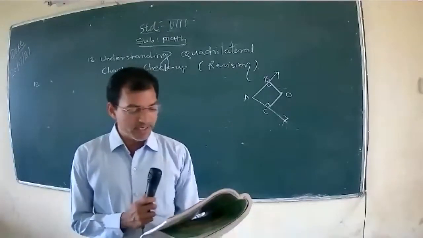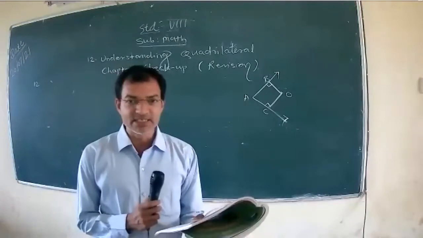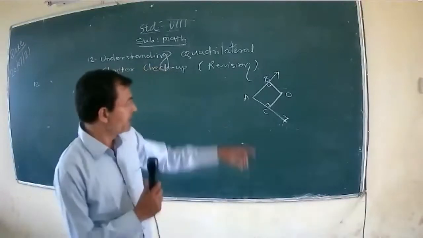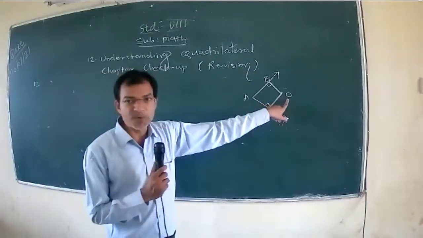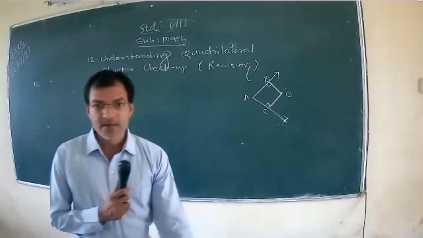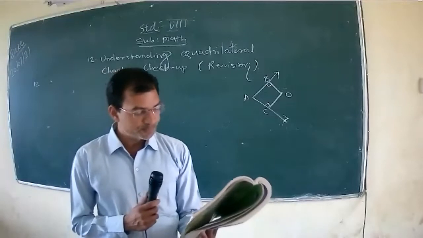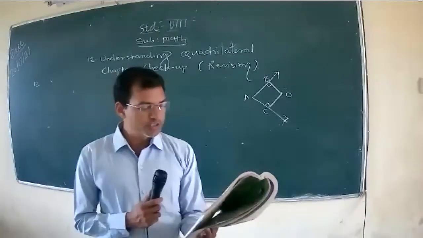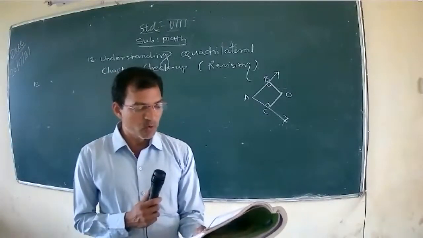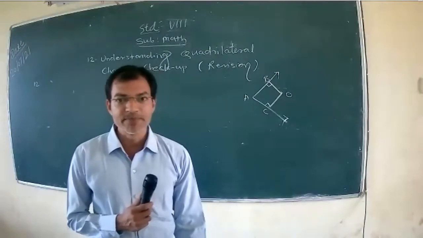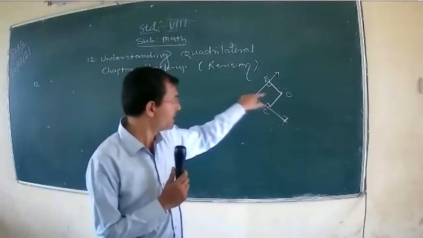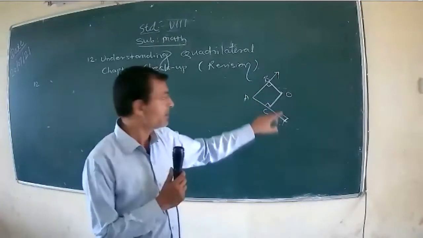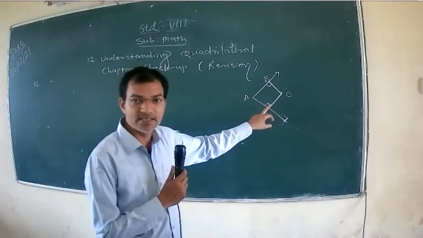O is a point in the interior of angle ABC. Listen here, angle ABC is drawn. O is the interior point of angle ABC. Again, what is given here? OB and OC are perpendicular from O to AB and AC. Means a 90-degree angle is here and here also a 90-degree angle.